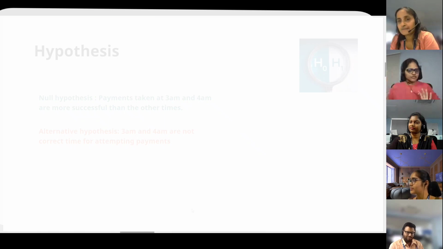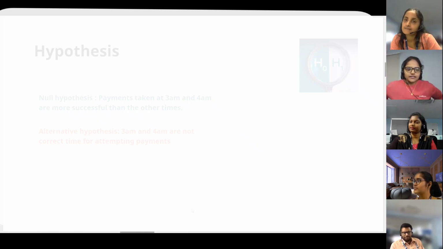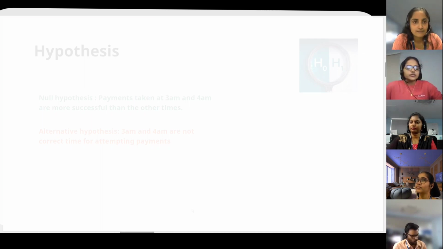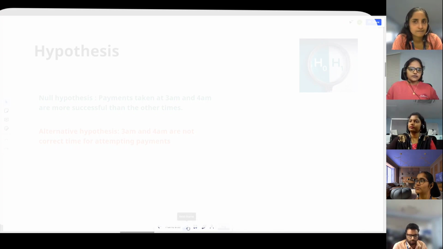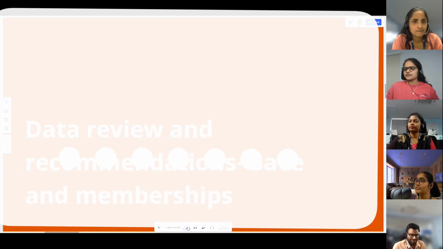We'll set one hypothesis, like we'll give one statement and we'll check whether what we are doing is correct, whether we are satisfying our statement or not. Here, my statement is payments taken at 3 a.m. and 4 a.m. are more successful than the other times. It is my statement. Now, it is the turn to prove this is correct. Agree? Nobody is disagreeing. Great.